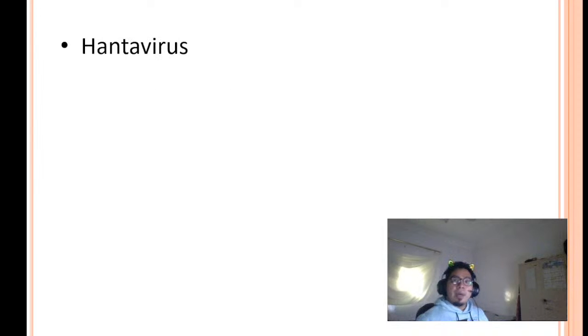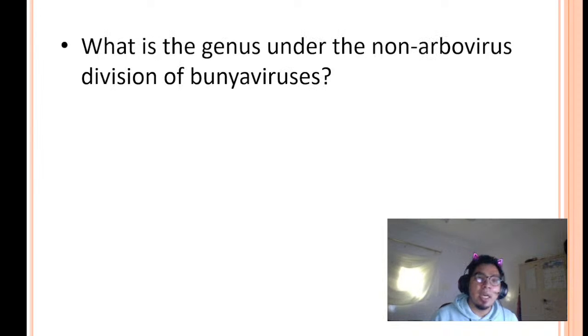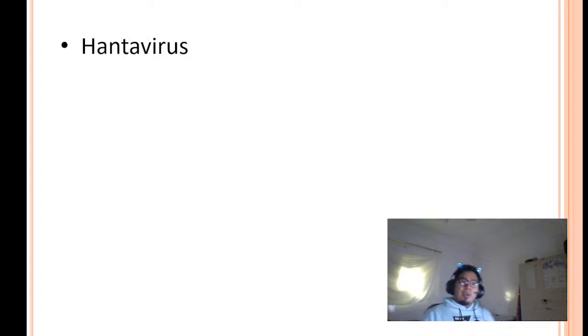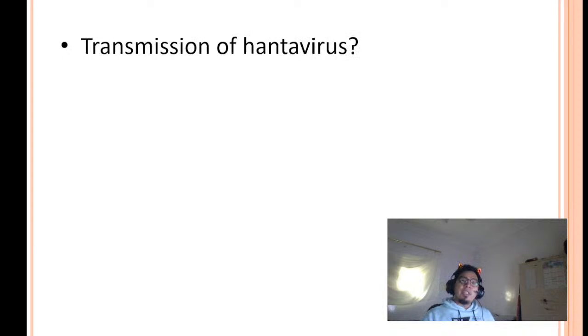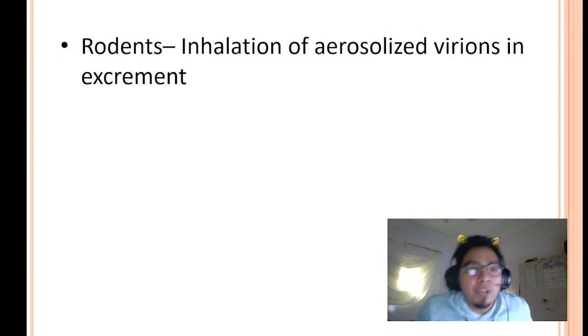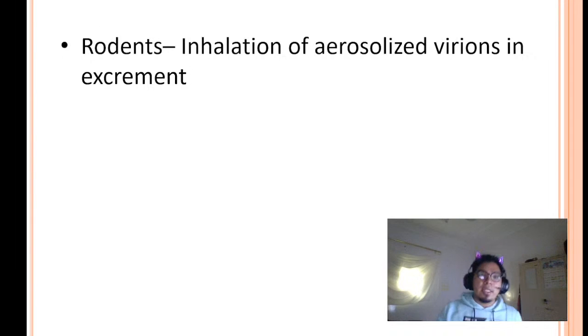Now let's talk about hantavirus. Hantavirus is the only virus under the Bunyaviridae family of clinical importance to man that is a non-arbovirus. How is it transmitted then? It's a zoonosis. Again, rodents. Okay? It's a zoonotic infection. It's transmitted by rodents again.